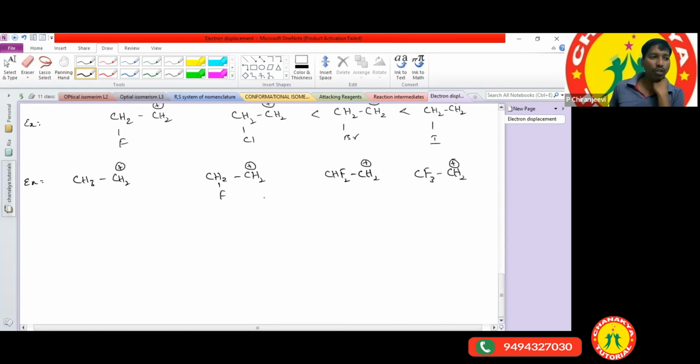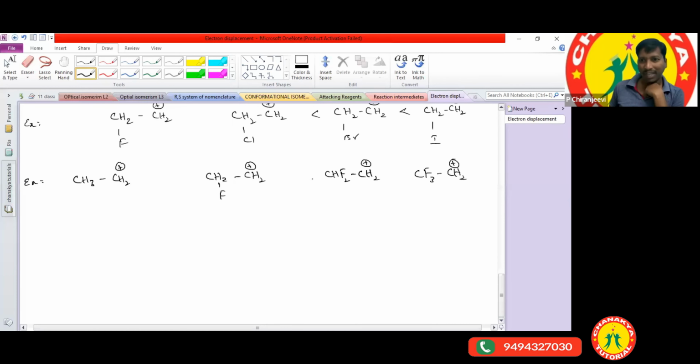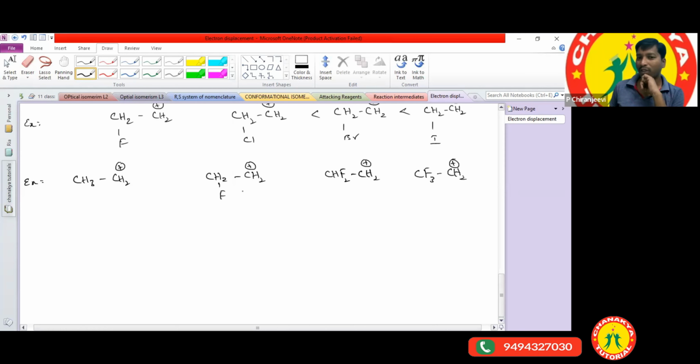Tanishk, which one is more stable? No idea, sir. So you're not applying the concept, Tanishk. What is the electron withdrawing group in the given compounds? Is fluorine an electron withdrawing group or an electron donating group? Withdrawing, sir. If it is a withdrawing group, as the number of electron withdrawing groups increases, stability decreases, because stability is inversely proportional to the number of electron withdrawing groups. Is that clear? Yes, sir.